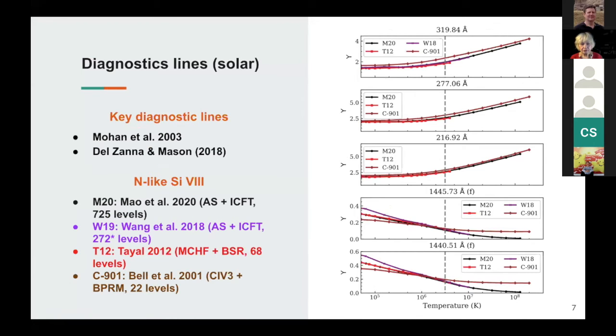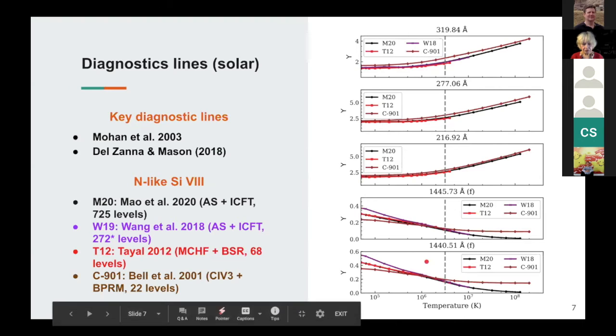Here, I show an example of nitrogen-like silicon 8, where we are comparing some key diagnostic lines in solar observations. The top 3 panels are the strong resonance transitions, and the bottom 2 are 2 forbidden transitions.